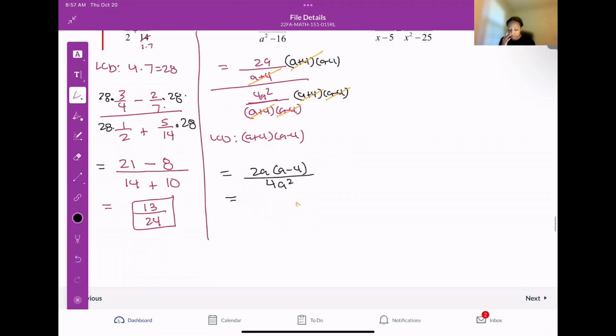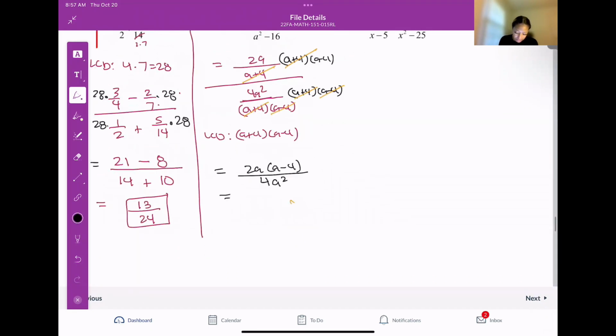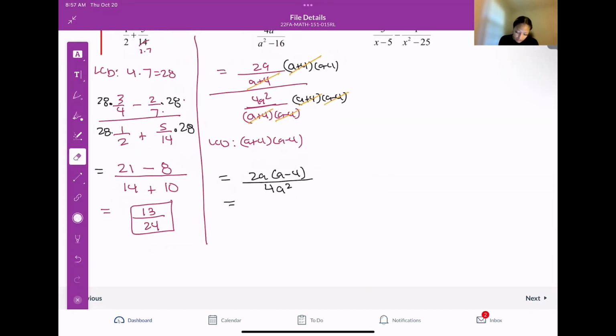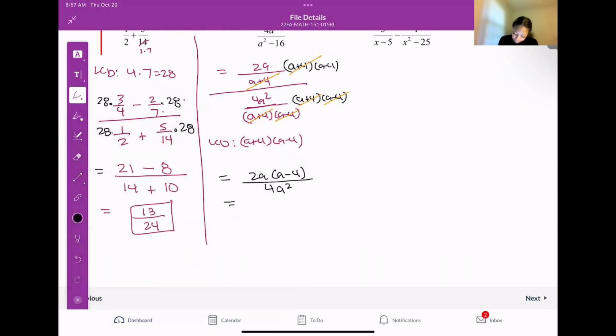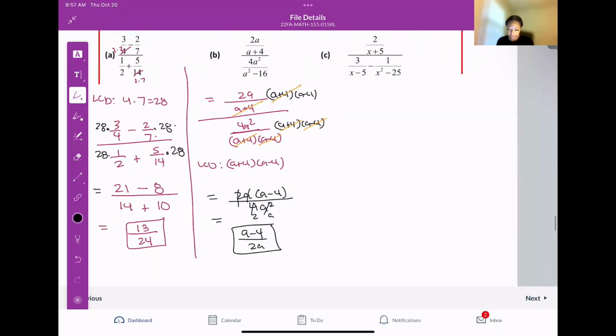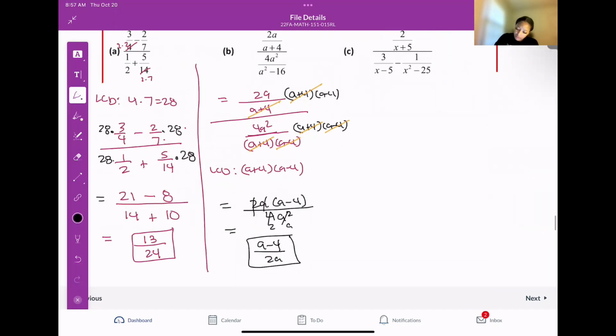All right. Then we can simplify this one a little bit more. The 2 and the 4 can be simplified, and one of the a's also can be simplified. So our final answer here, this cancels out, this becomes a 2. This cancels out, this becomes an a. Our final answer is a minus 4 over 2a. And last one.